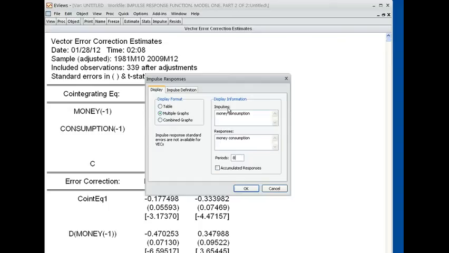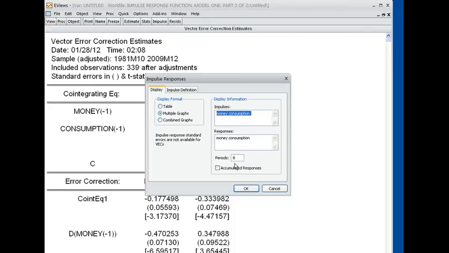And this is the impulses and this is the responses. So that means impulses means which will give a shock, and responses means how this variable will be reacting when there is a shock from money supply and consumption.